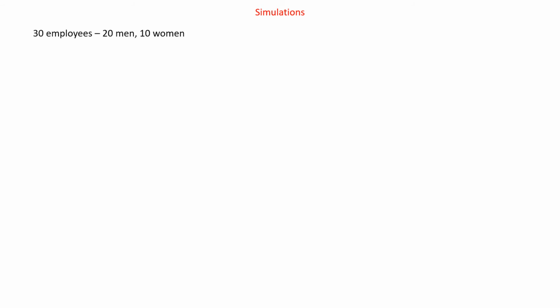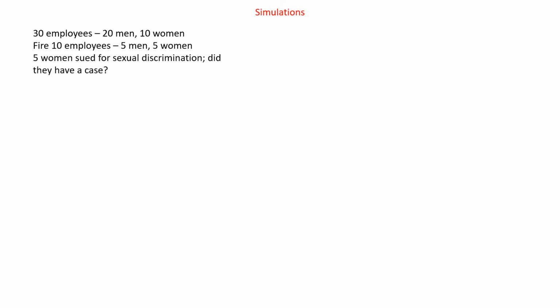Simulation is we have a company that has 30 employees, 20 of them are men, 10 of them are women, and they have to fire 10 employees, and they end up firing 5 men and 5 women. Well, the women that got fired were a little bit upset at this because they think that they were being discriminated against because an equal number of men and women were fired even though there were twice as many men at the company. And so the question is do they have a case?